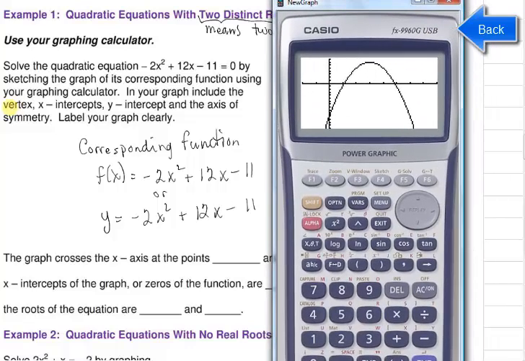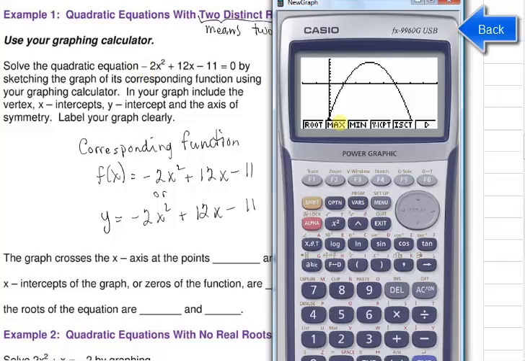You've been asked to find the vertex, the x-intercepts, the y-intercept, and then graph the axis of symmetry. So let's start by looking for our vertex. You can tell by looking at our parabola that this is a maximum, and you can determine that from your equation because a is negative. That means your parabola will open down, and if it opens down, it's going to have a maximum. So we're going to look for our max.